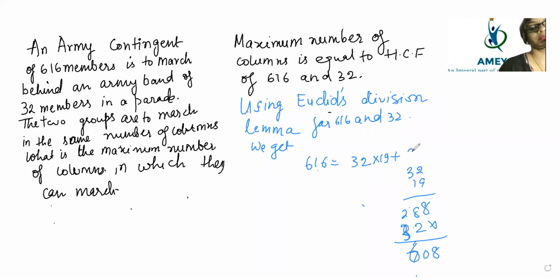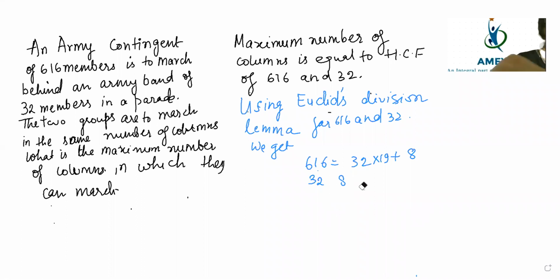8. Now 32 will be divided by the remainder 8. So their HCF is equal to 8. So the maximum number of columns is 8. Don't forget to write the last point.